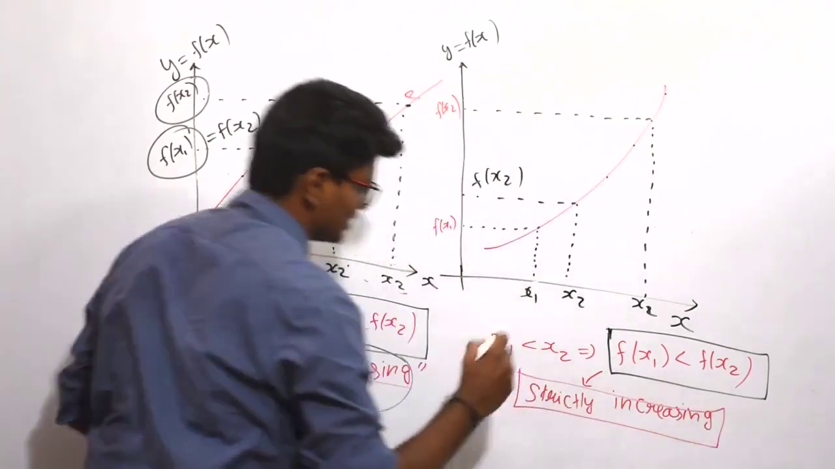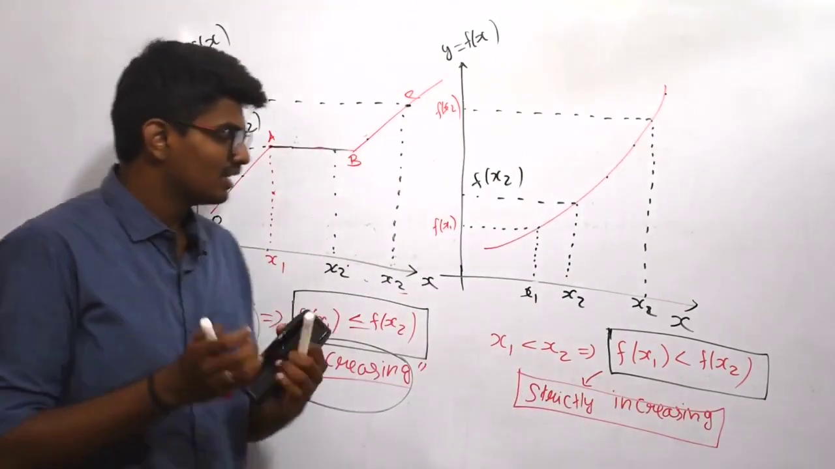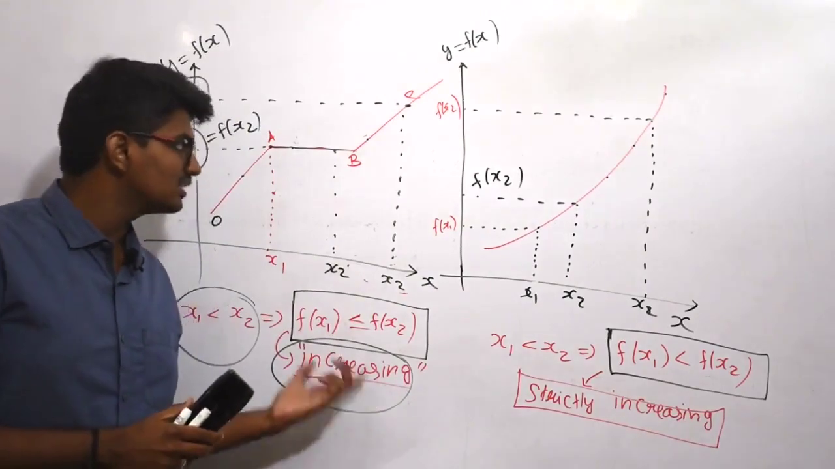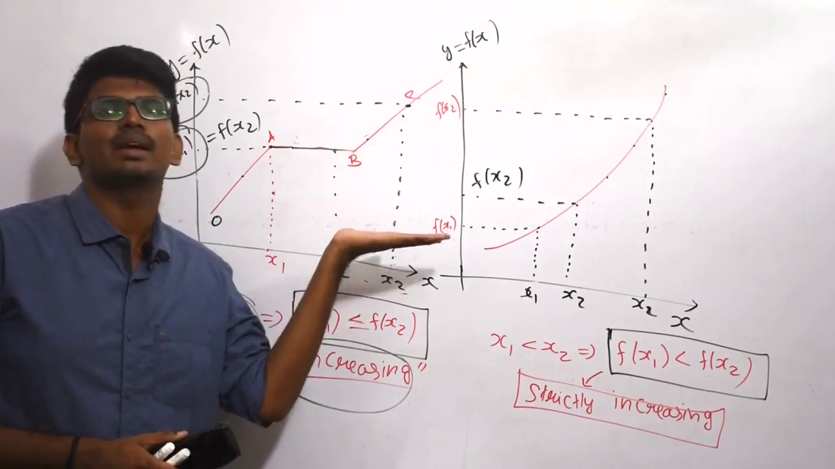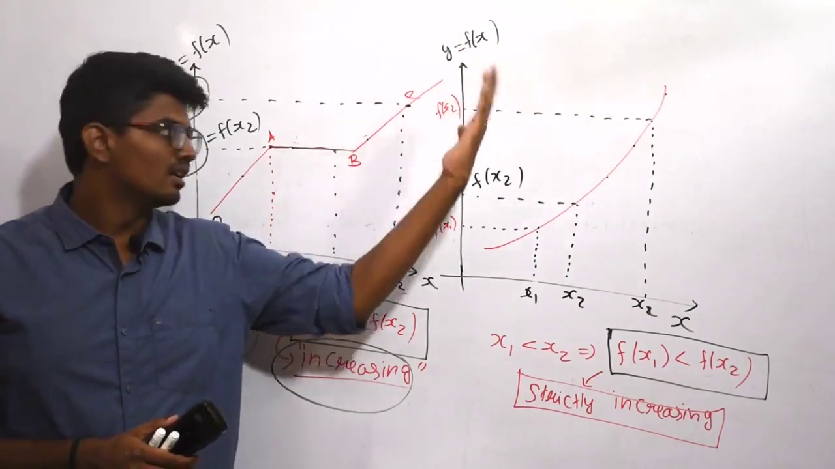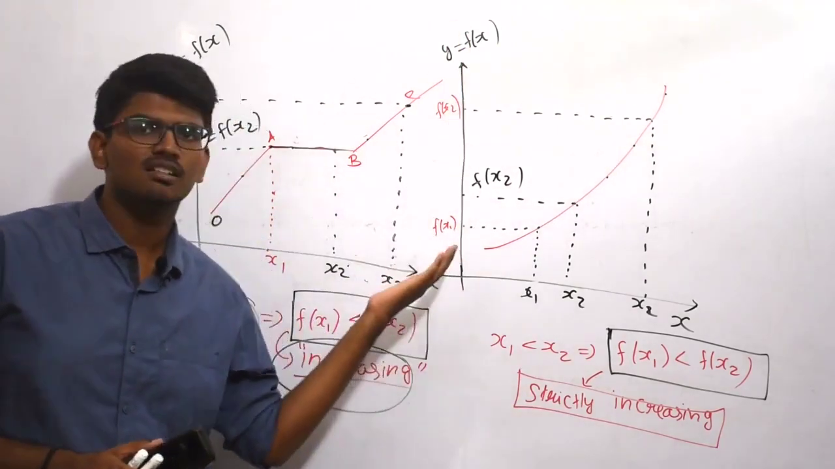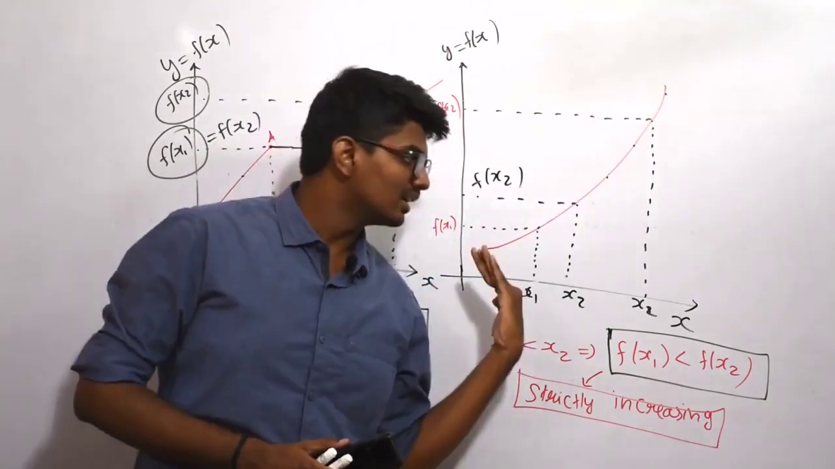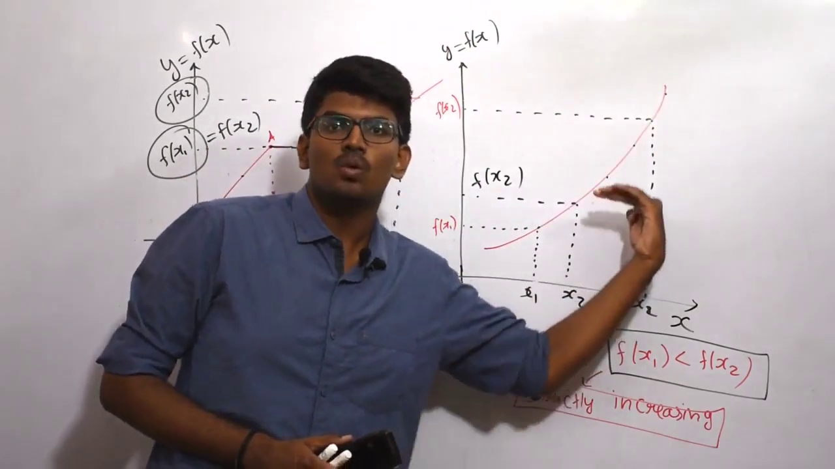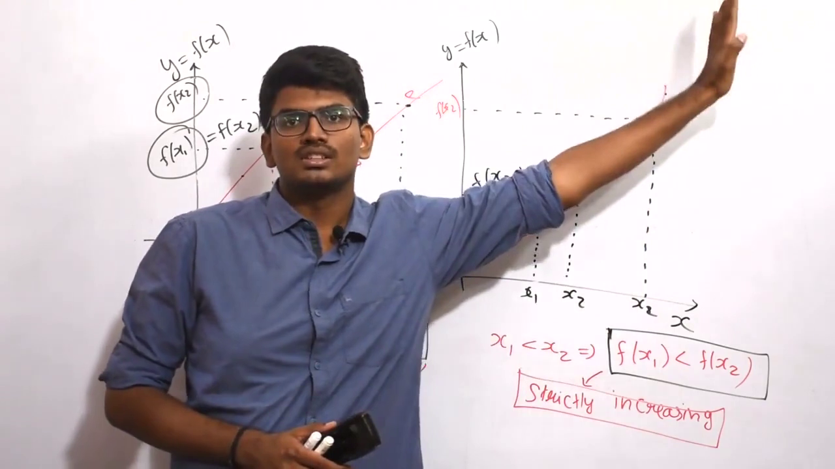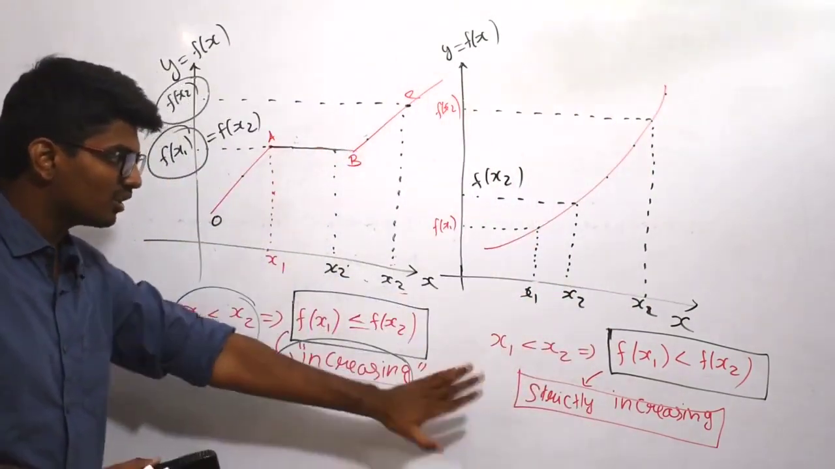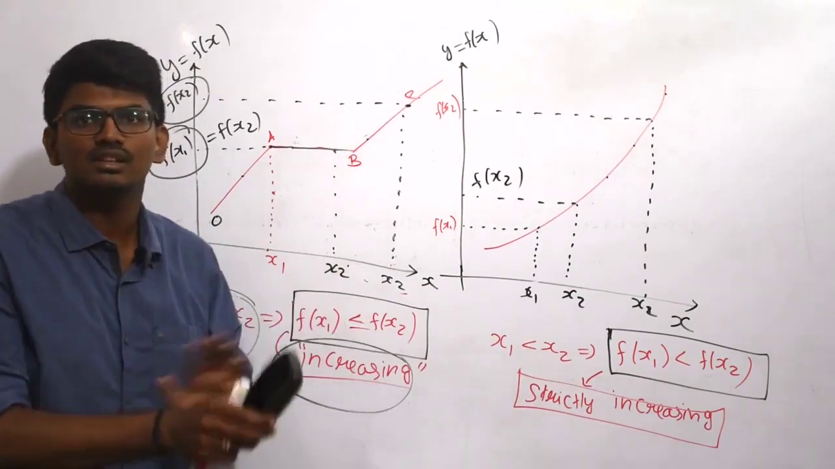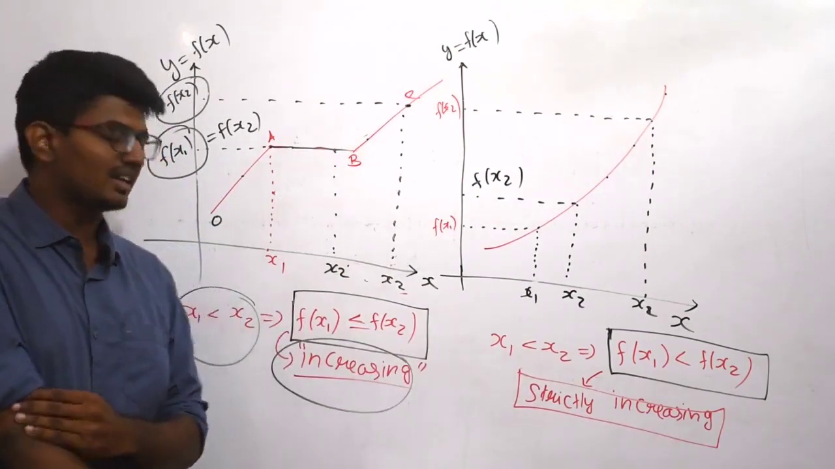Strictly increasing function. What is the meaning? Simply, an increasing function means there can be a constant line in between. The curve can become constant and then it can increase. But strictly increasing means the curve will always be increasing. That is, as x value keeps on increasing, y value will keep on increasing. So that is the difference between increasing and strictly increasing functions. For now, first understand the difference, then we will see how to find this mathematically.